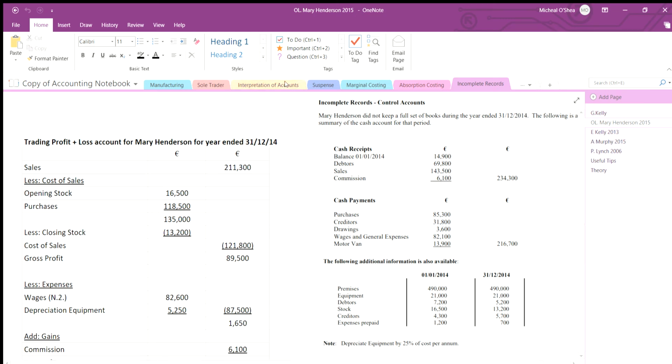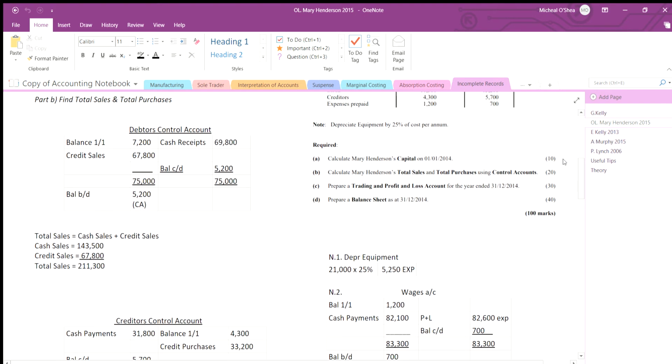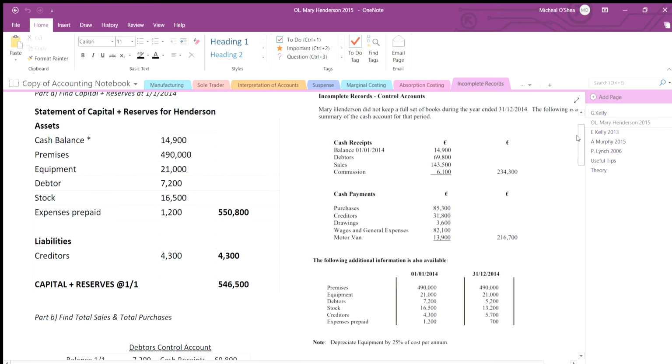This is the trading profit and loss and balance sheet for incomplete records for the ordinary level, Mary Henderson 2015. So just going over the trading profit and loss. Our question here, we filled in our details above here on our, first of all, our statement of capital and reserves up at the top. So I have that figure here.